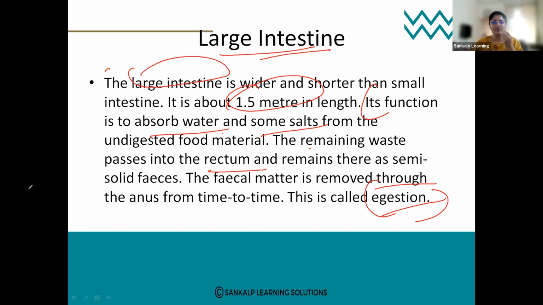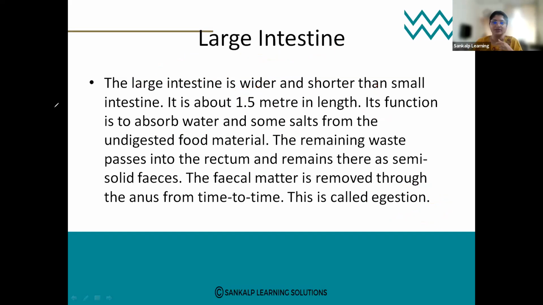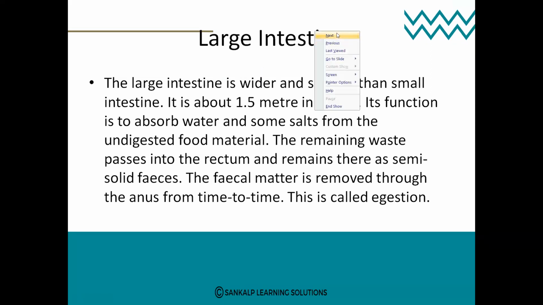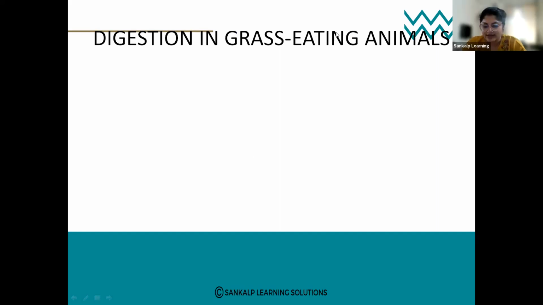This is nutrition in humans. In the large intestine, nothing more takes place. It is just absorbing water and any salts from whatever undigested food is there. The remaining waste is passed to the rectum and finally through the anus. This is called egestion. Clear?